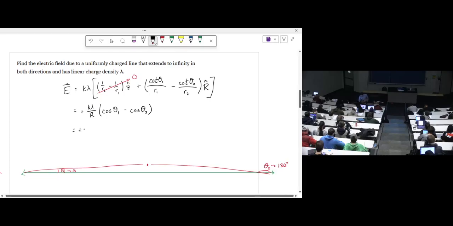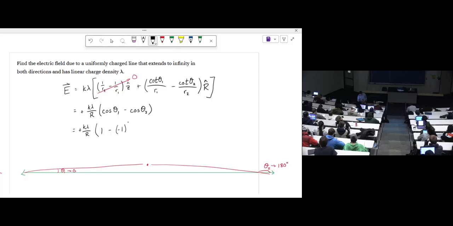So I get plus K lambda over R times cosine of 0, which is 1, minus the cosine of 180 degrees, which is minus 1. And so we get this factor of 2 that pops up in here. We get that this is 2K lambda over R. So if you have an infinite line of charge and you want to know what the electric field at any point is, some distance away R, big R, then this would be what you end up using. This is infinite lines only.